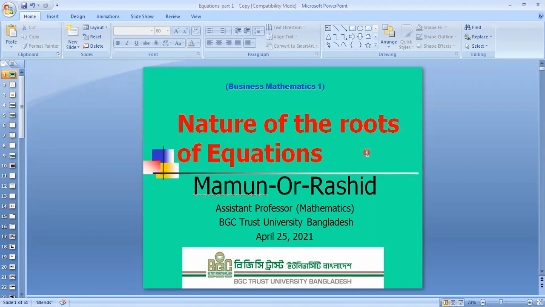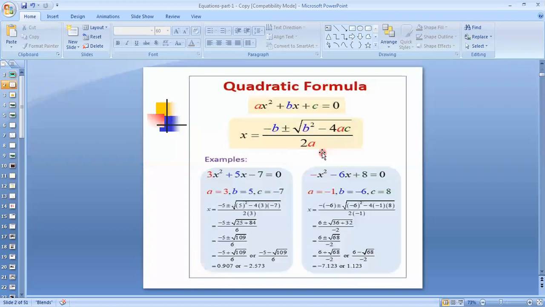In our previous lecture, we solved different equations to get the solution, and we studied what is an equation, what is an identity, what is the difference between an equation and an identity, and what is a quadratic equation. We have solved different quadratic equations, and today we'll try to understand the nature of the roots of the equation, especially the quadratic equation.